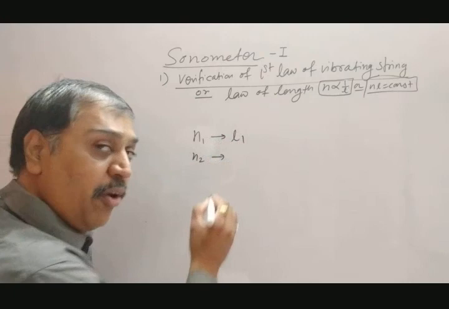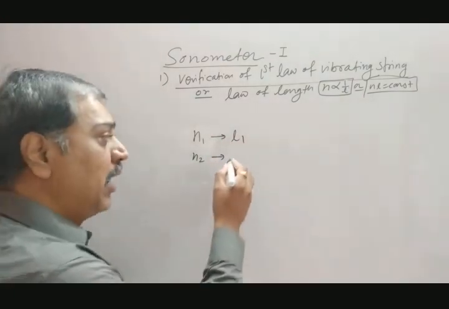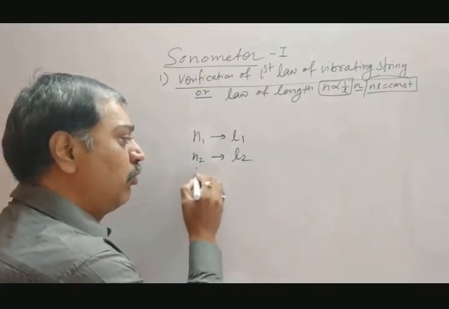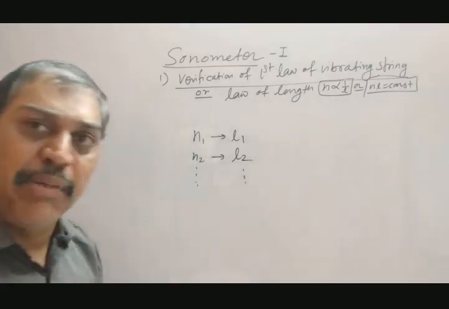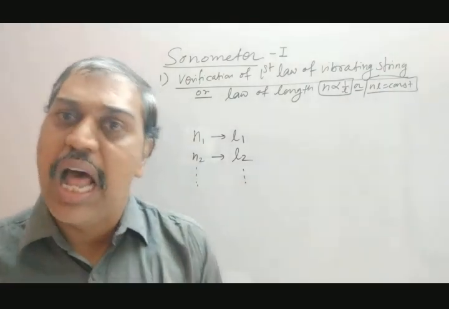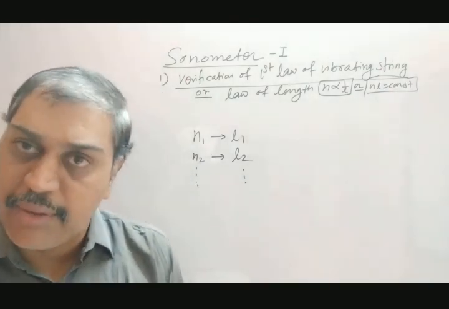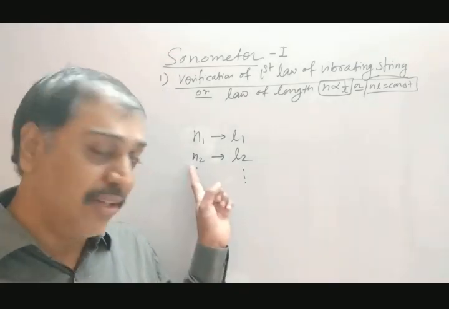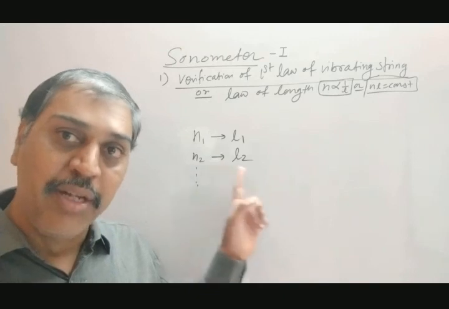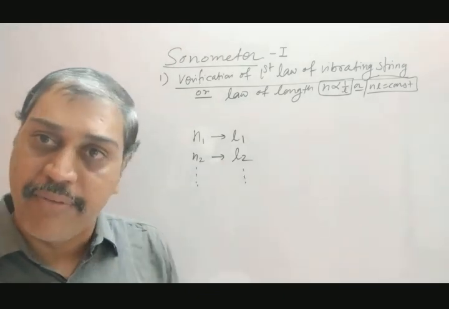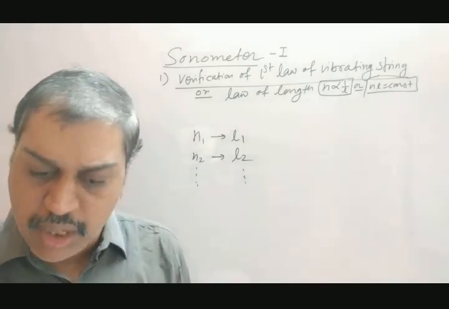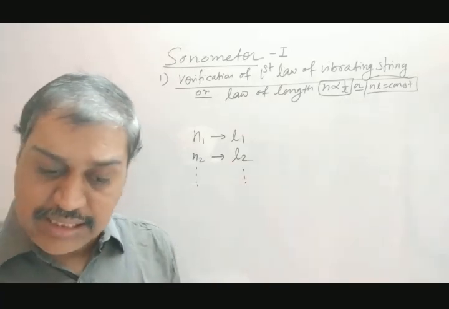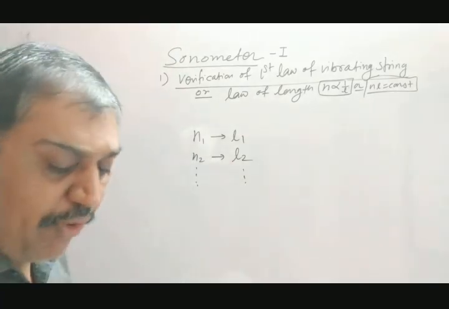N2, a second tuning fork of second frequency we have taken, and the length we get is another L2, and so on. We take a large number of tuning forks, and get a large number of vibrating lengths for the frequencies we are using. That vibrating length we find out: L1, L2, L3, and so on up to Ln in general. So in this situation we know the first law of vibrating string.